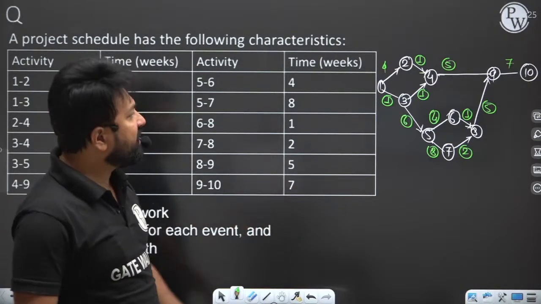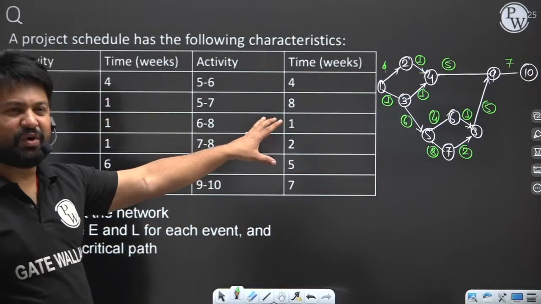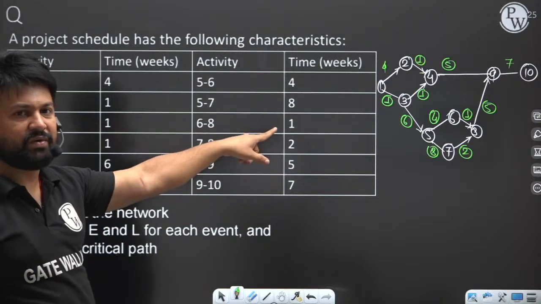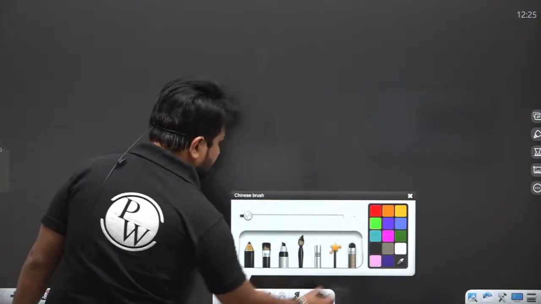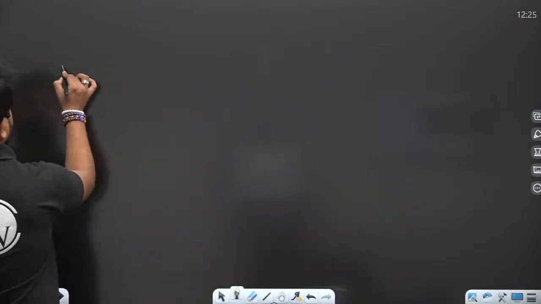Is that point clear now? Now I have drawn a very small network here, but this is the right one, right? So what I will do, I will draw it on the next page. On the next page, please see here, neat and clean.